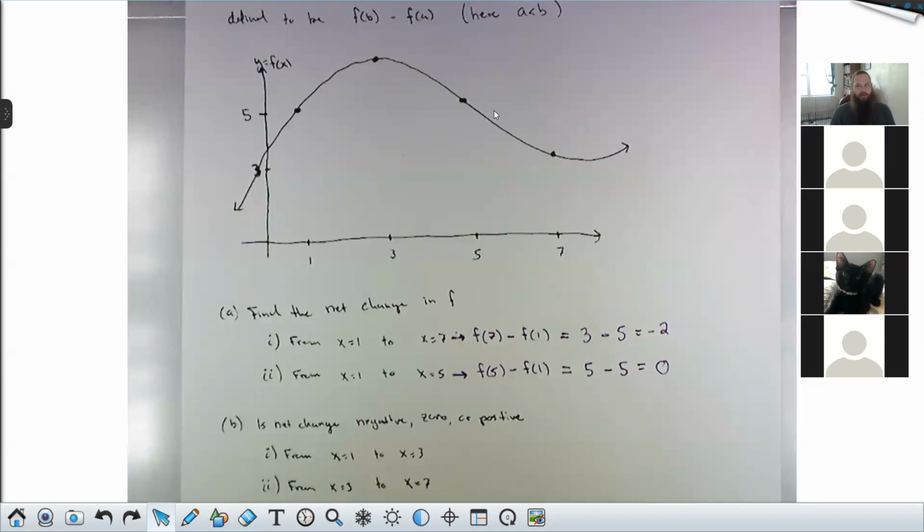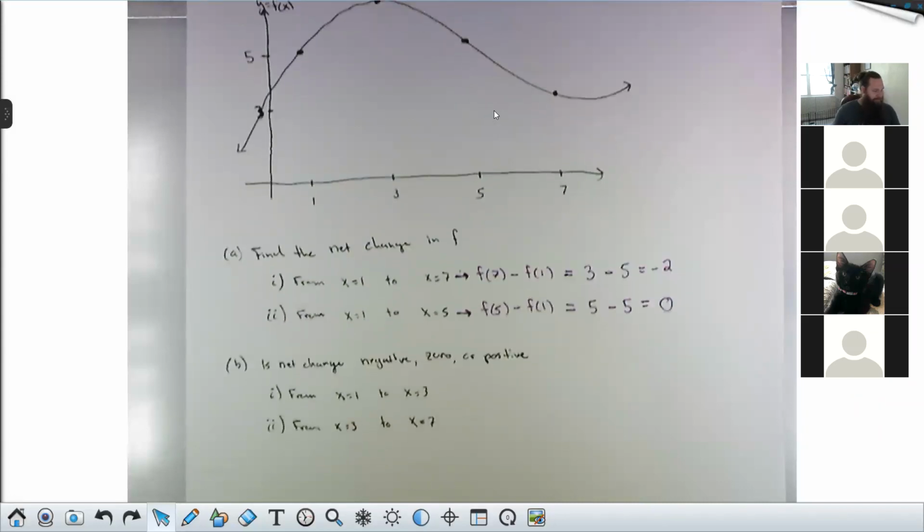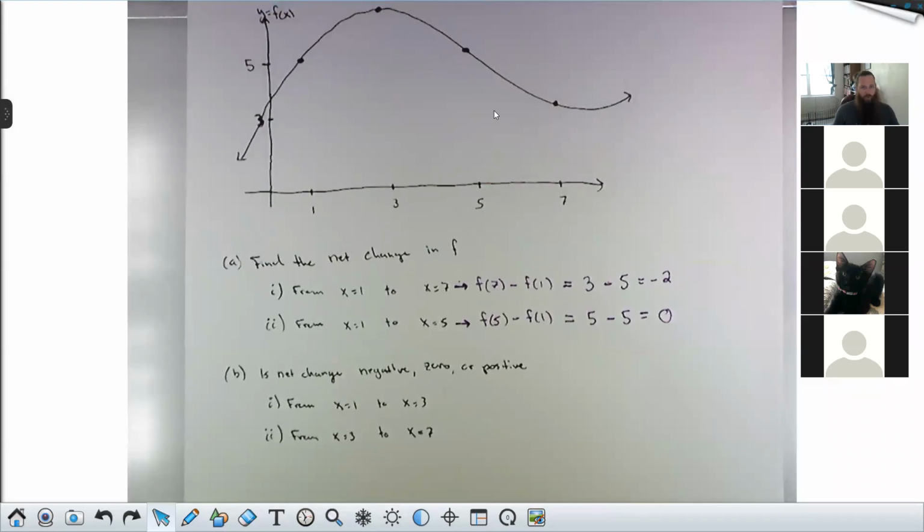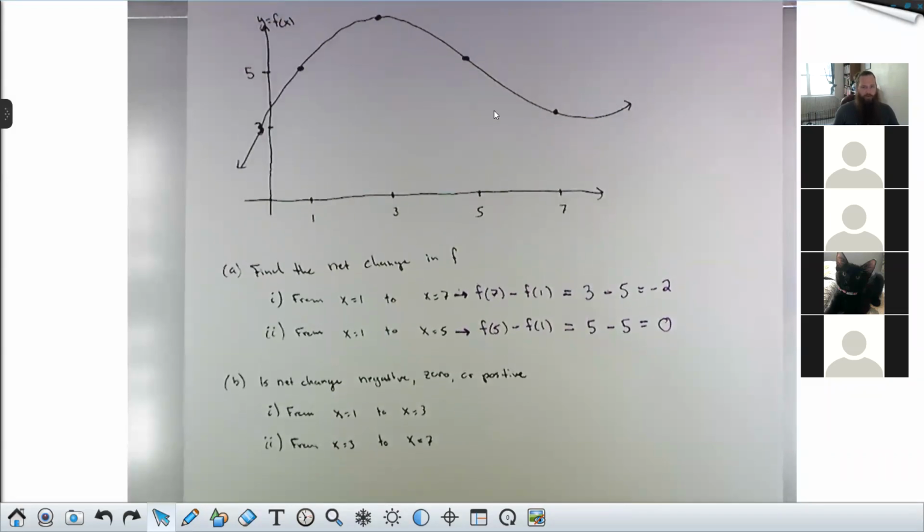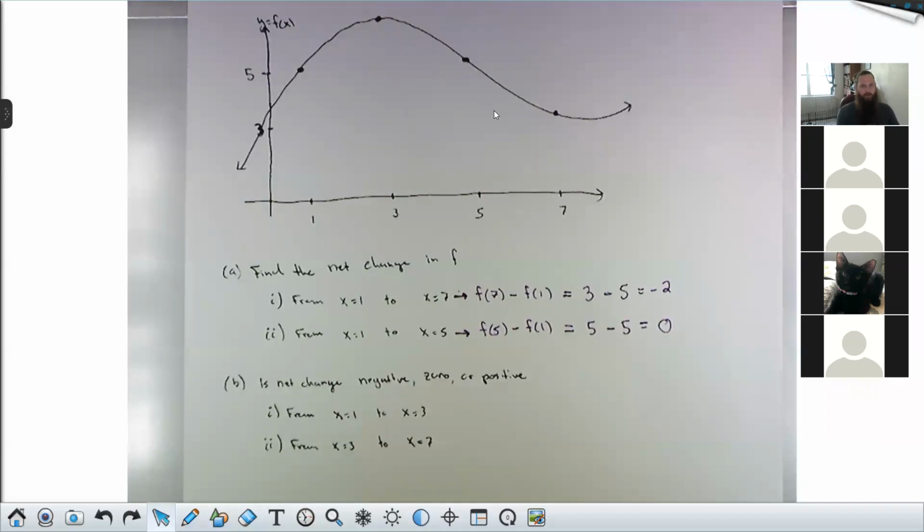And again, think about your bank account. If at the end of the month I have the same amount of money in there as I had at the start of the month, my net value hasn't gone up or gone down. The change in my value is 0. If I end up with more money than I had at the start of the month, then the net change is positive. I've increased my value. And if I end up with less money than I started with, then my net value has gone down. The net change is negative. So with that in mind, is the net change from 1 to 3 positive, negative, or 0?